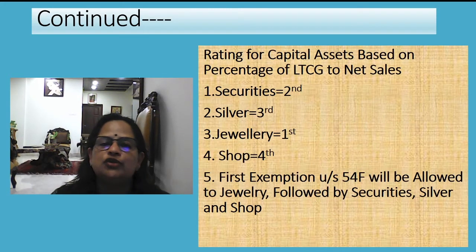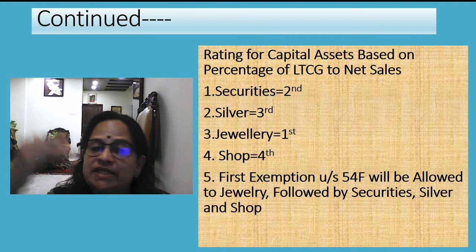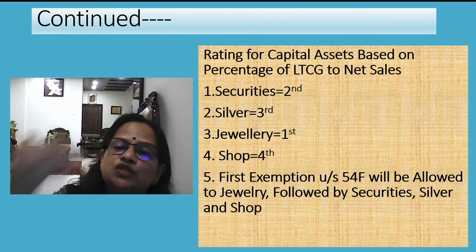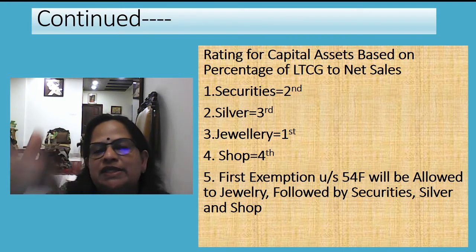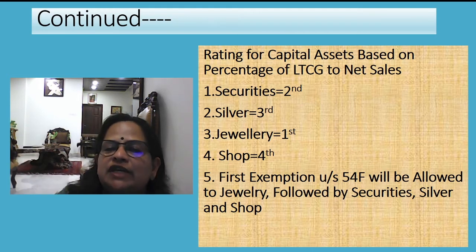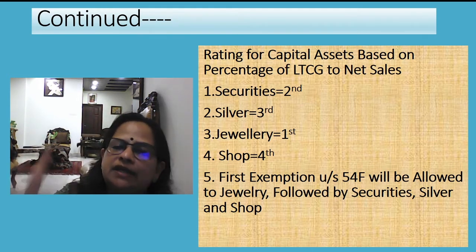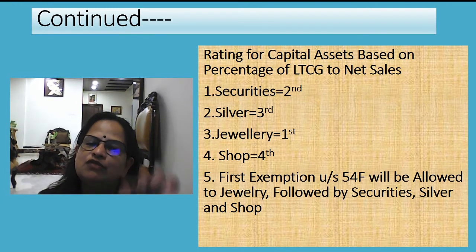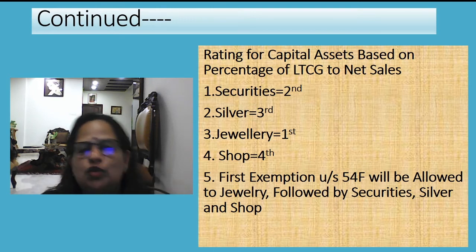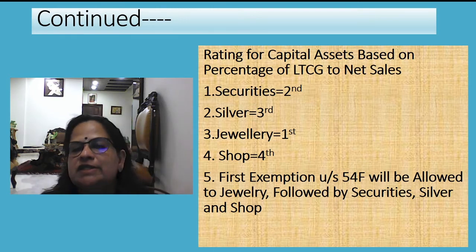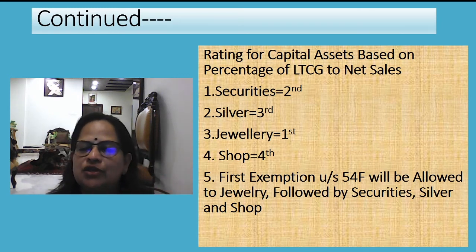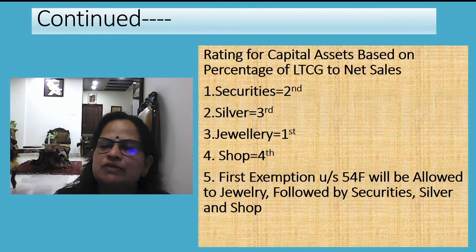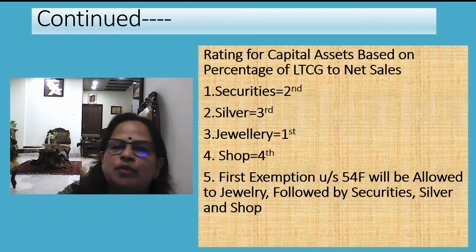Now, see, ranking you have to do. Which is the highest percentage? Highest percentage is for jewelry. Second highest percentage, what we calculated in the last slide, is securities. Third, silver is getting, and fourth, shop is getting. So whatever capital gain exemption we are allowing first, we are going to give it to jewelry. Then we will see securities, then silver, then we will give it to shop. So this is how we are going to do the calculation. That is what I have explained. First exemption under section 54F will be allowed to jewelry, followed by securities, silver and shop.